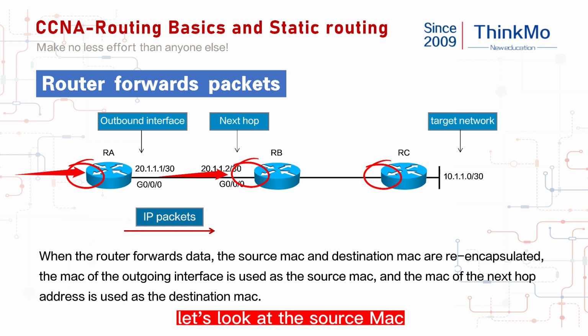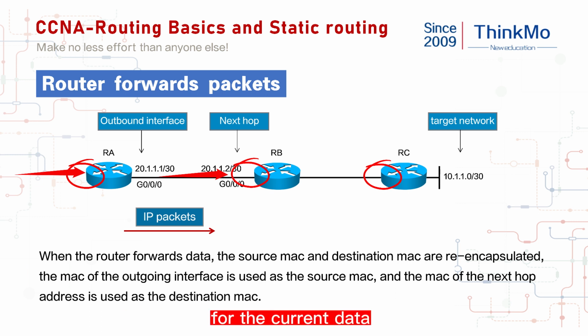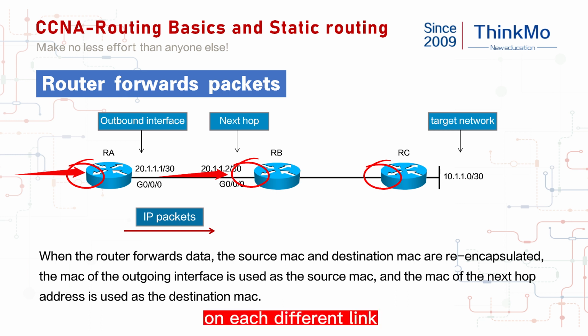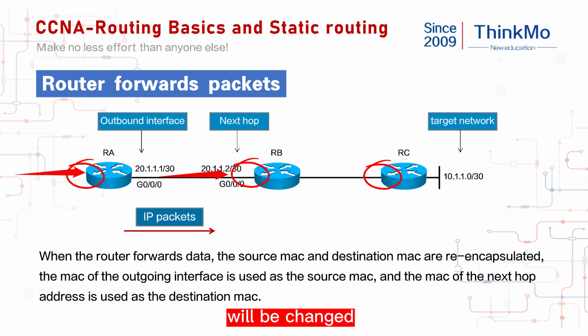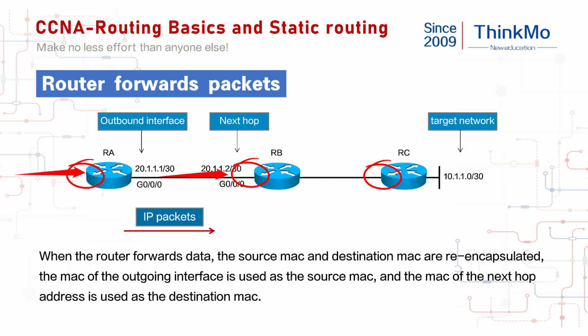Let's look at the source MAC. When data is forwarded as a whole, the source MAC will be the MAC of the outgoing interface. For the current data, each forwarding through a layer 3 router is separated by the interface of the router. On each different link, both the source MAC and the destination MAC will be changed. The router must know the next hop outgoing interface to send the data.